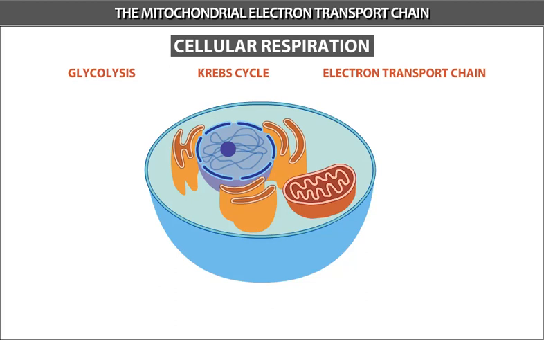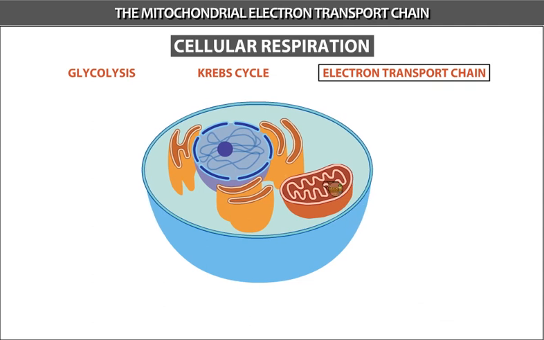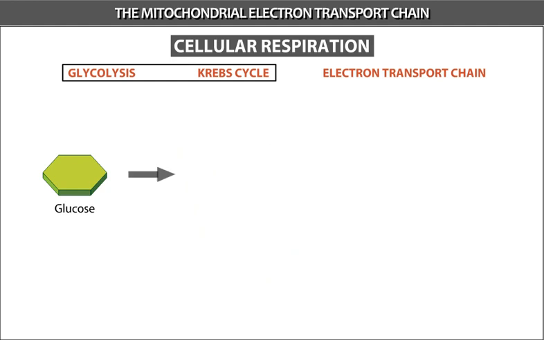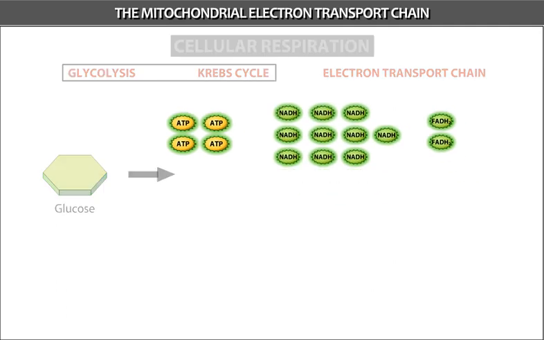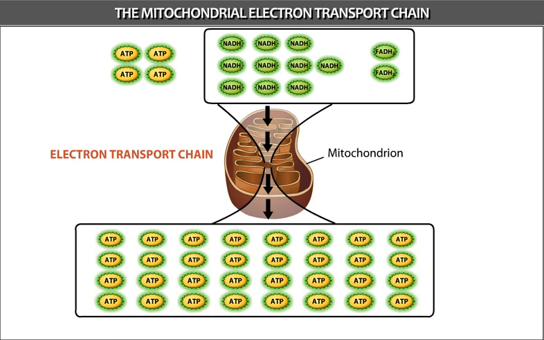The last step in cellular respiration, called the electron transport chain, takes place in mitochondria. This step is essential for producing enough ATP for animals and many other organisms to survive. The first two steps in cellular respiration, glycolysis and the Krebs cycle, produced a small amount of ATP from the breakdown of glucose. These steps also produced NADH and FADH2 molecules. Through the electron transport chain, the cell can now use the energy in NADH and FADH2 molecules to make many more molecules of ATP.